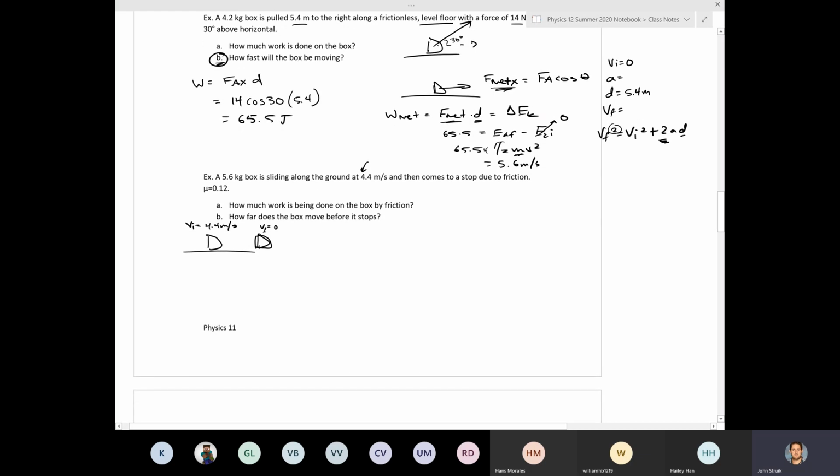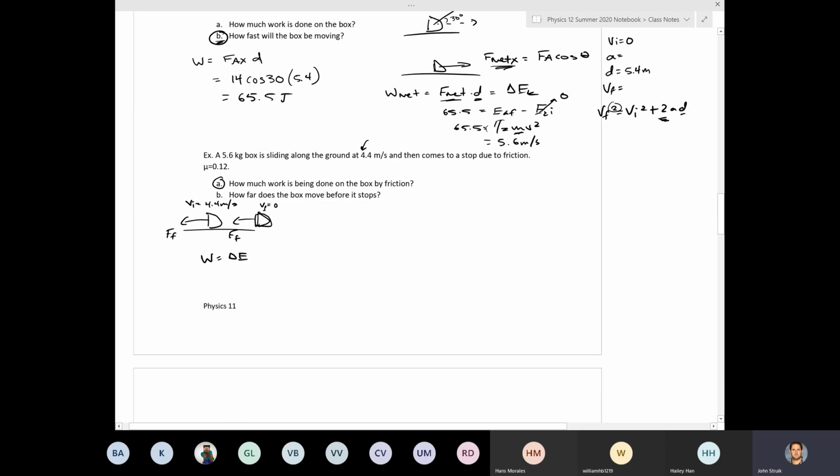Now, this is a very hard concept to understand: the only force acting on this box is friction, and it's not in the direction of the box. The box is going to the right, friction's going to the left, it's stopping it. So how much work is done on the box by friction? Well, the work is dependent on the change in energy. There's no distance here, so we'll just use change in energy. The energy that's changing is kinetic energy, so we're going to go EKF minus EKI. Now, EKF is 0 because it's stopped.